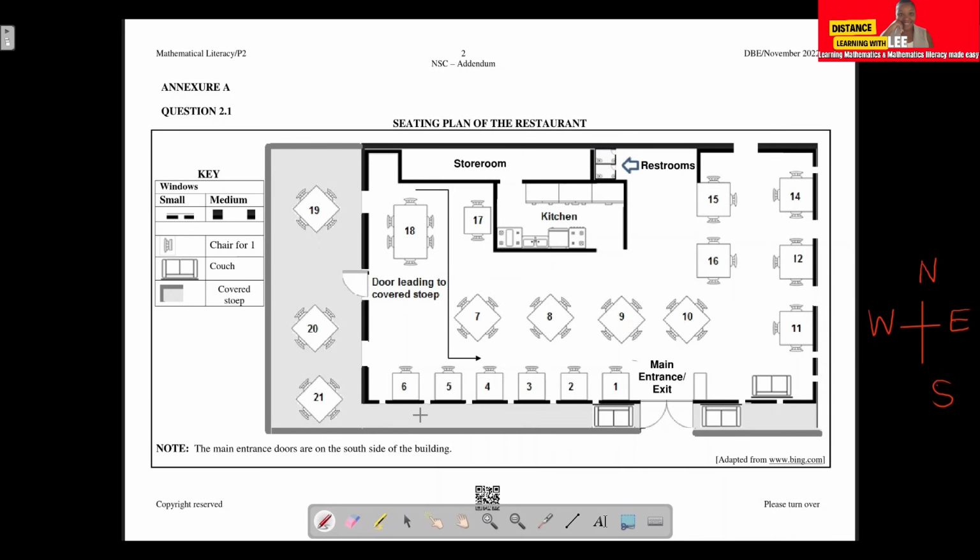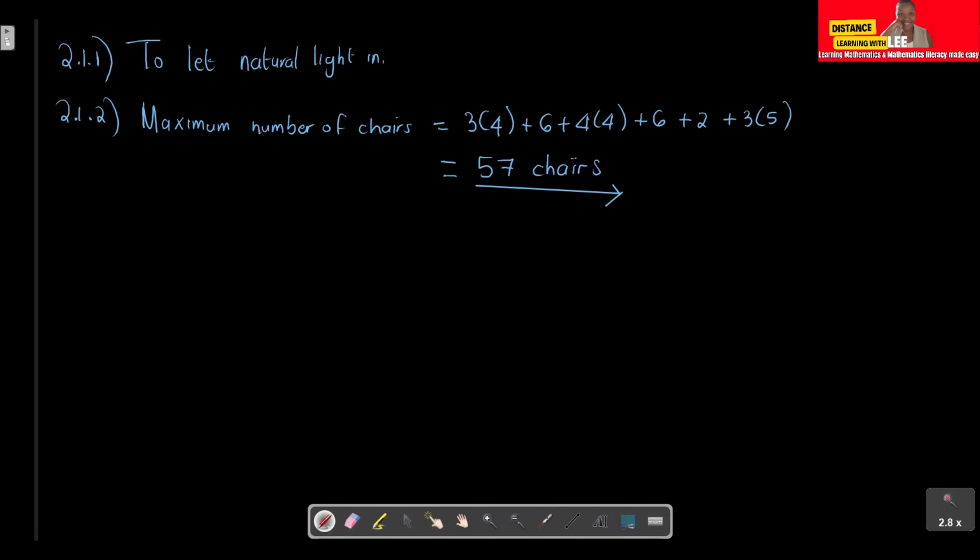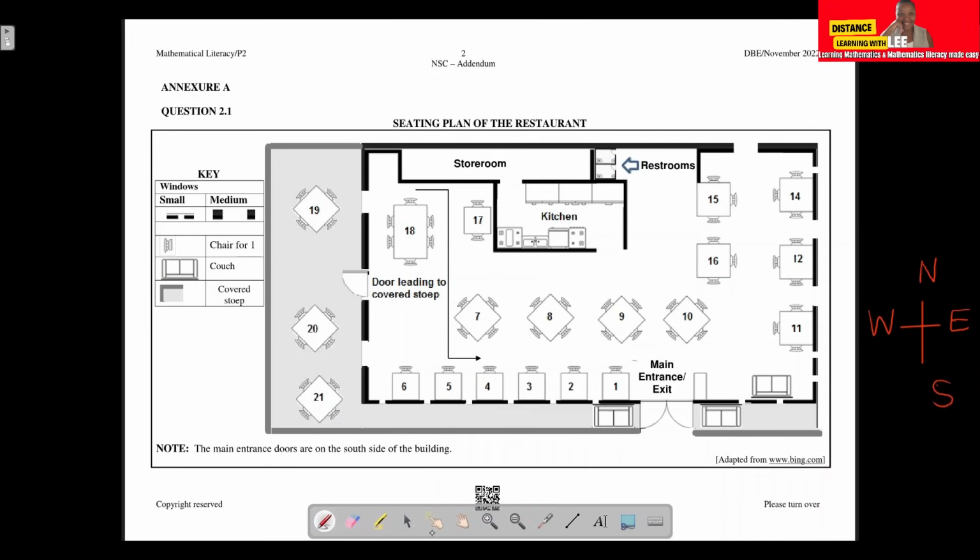Okay, so we want to find the number of seats directly facing the wall. Another person might think that if they're saying directly facing the wall, I need to count seats that are facing the wall directly without any other obstacles along the way. If this is the south wall, and we already know this is our south wall, how many seats are directly facing that south wall?